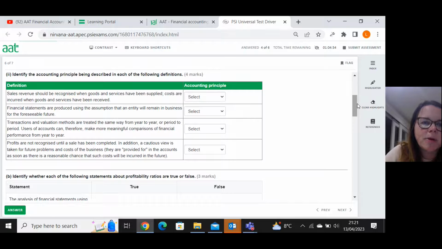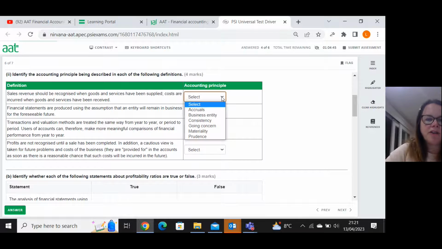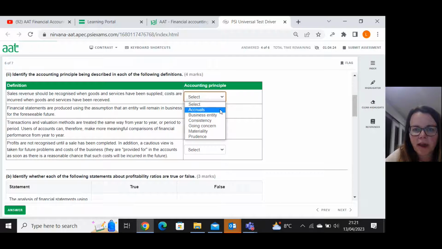Identify the accounting principle being described in each of the following definitions. Sales revenue should be recognised when goods and services have been supplied. Costs are incurred when goods and services have been received. Right, so in other words, we're matching the expense and the income to the correct period. So that would be an example from this list of the accruals concept.